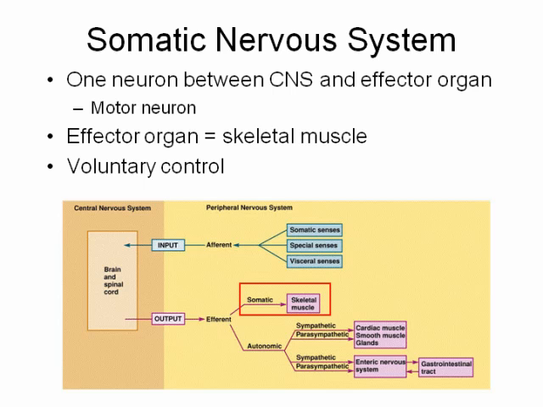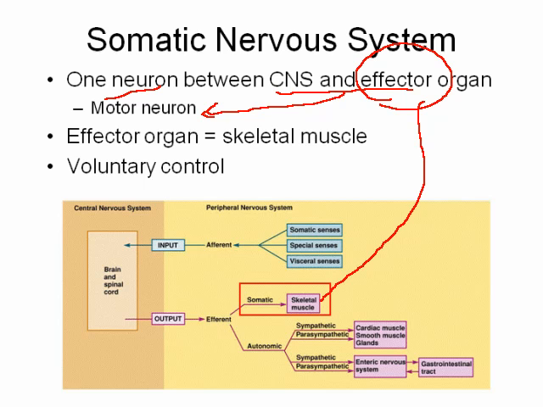First of all, it is the system in which we have the efferent neurons going out to skeletal muscle. So it is controlling the soma, that is the body functions, and keep in mind again, soma refers to body. It has one neuron between the CNS and the effector organ. In this case, the effector organ is the skeletal muscle.